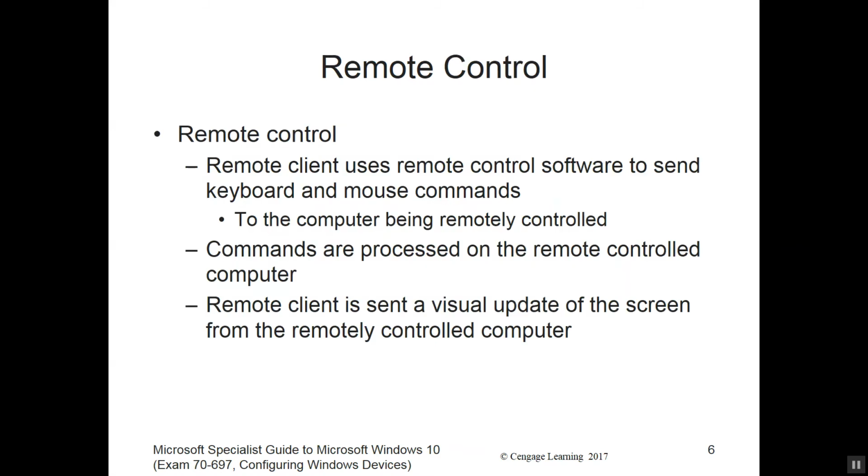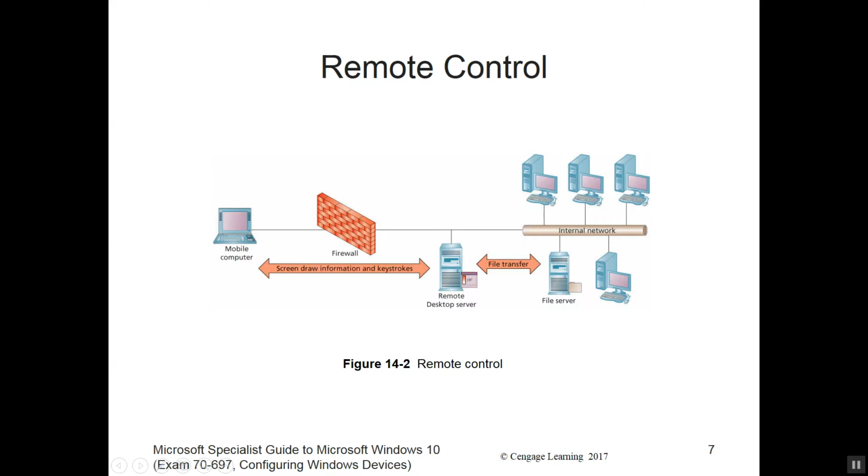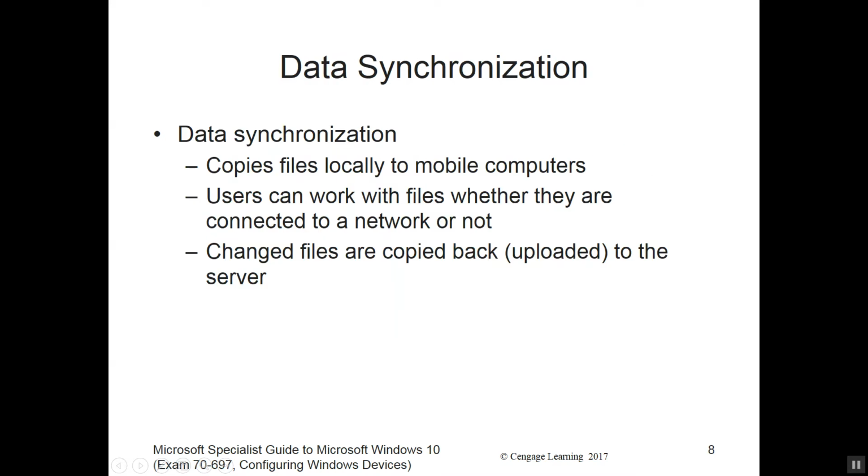Now, when it comes to remote control, a remote client uses remote control software to send keyboard and mouse commands to the computer being remotely controlled. So here we go. We're going through a firewall to the remote desktop server. Data synchronization copies files locally to the mobile computers. Users can work with files whether they are connected to a network or not. Changed files are copied back or uploaded to the server.